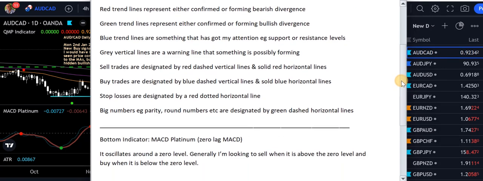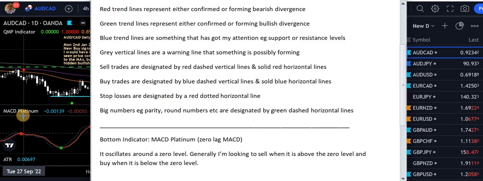Now, this bottom part is the MACD Platinum, right? So this is this indicator you can see on the left here. It just oscillates around the zero level, which is this line here. So generally, I'm looking to buy when it's below the zero level and sell when it's above the zero level. It's just a zero lag MACD. That's all it is. It's just got a flash name, MACD Platinum.